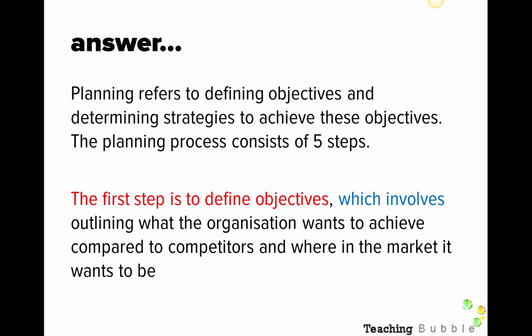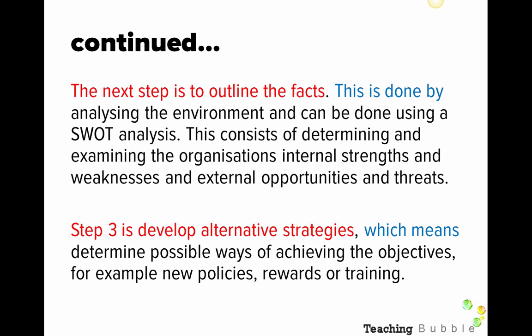So the first step is to define objectives, which involves outlining, and that's where you see which involves, they're explaining what's involved in that step, outlining what the organisation wants to achieve compared to competitors and where in the market it wants to be. The next step is to outline the facts. So we've got 2 steps now. This is done by, again, they are explaining. Analysing the environment can be done using a SWOT analysis. Consists of determining and examining the organisation's internal strengths and weaknesses and external opportunities and threats.